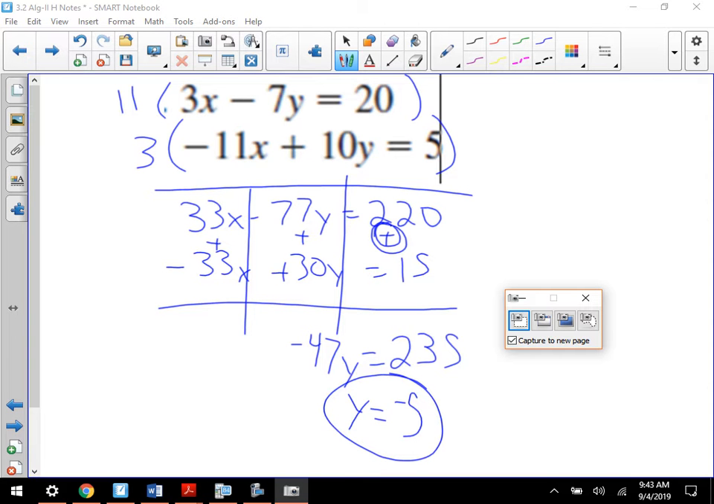Then, does it matter which equation you substitute the y back into? Yes, sir.